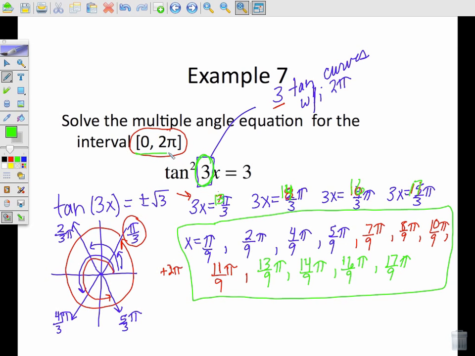Now the reason why we had to do 3 sets is because of this 3 right here and the fact that we are restricting our interval, so I could not add pi n to my answers.